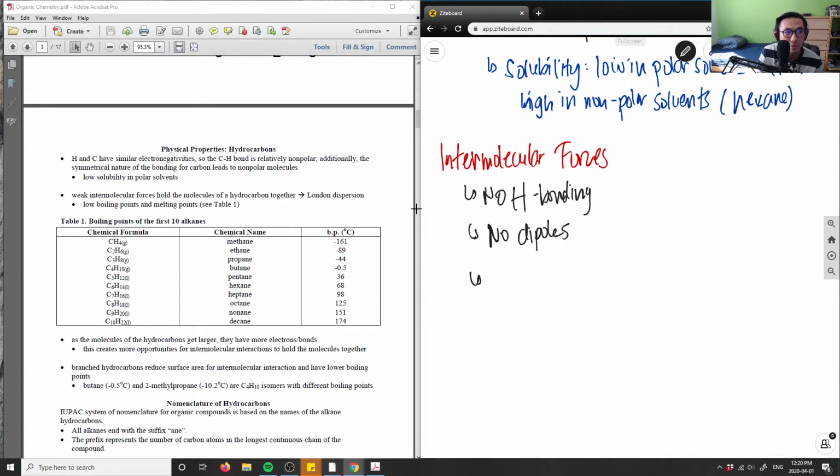So what are we left with? All we're left with is London dispersion. The only thing we have here is London dispersion. And what that is, again, is the weak intermolecular forces that hold the molecules together, right? So the bigger the compound, the higher the London dispersion.